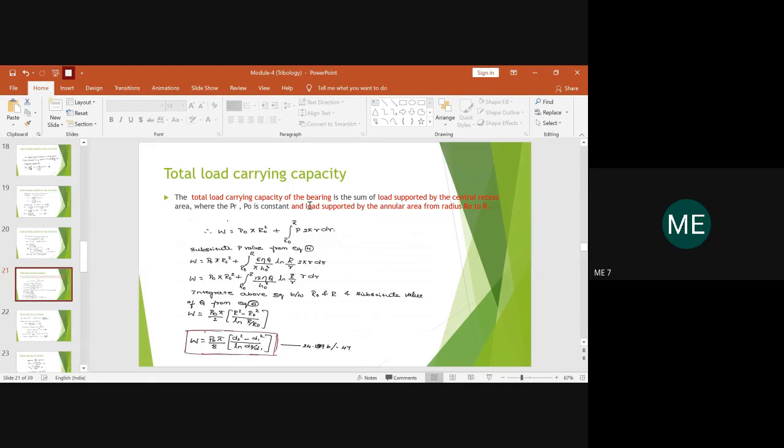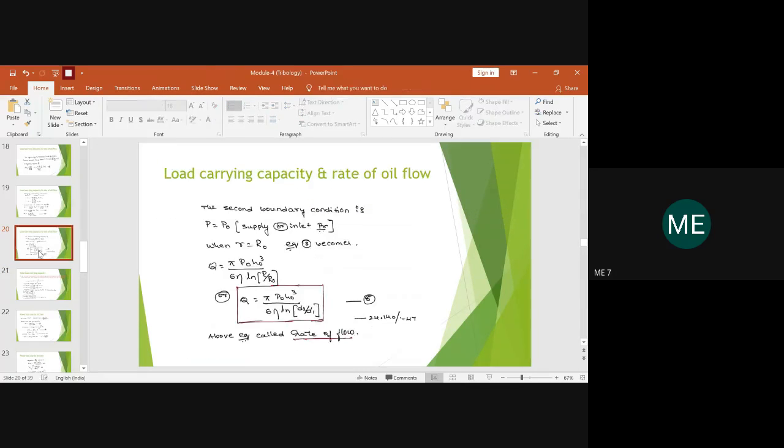The other part is the load supported by the annular area from radius r0 to r. So what is the load carrying capacity of the annular area? It is speaking about the elemental ring. For the elemental ring, you will have the inner radius r and the outer radius capital R. In some cases, we assume small r is equal to r0, as we studied recently, where r is equal to r naught. So this is the second boundary condition.